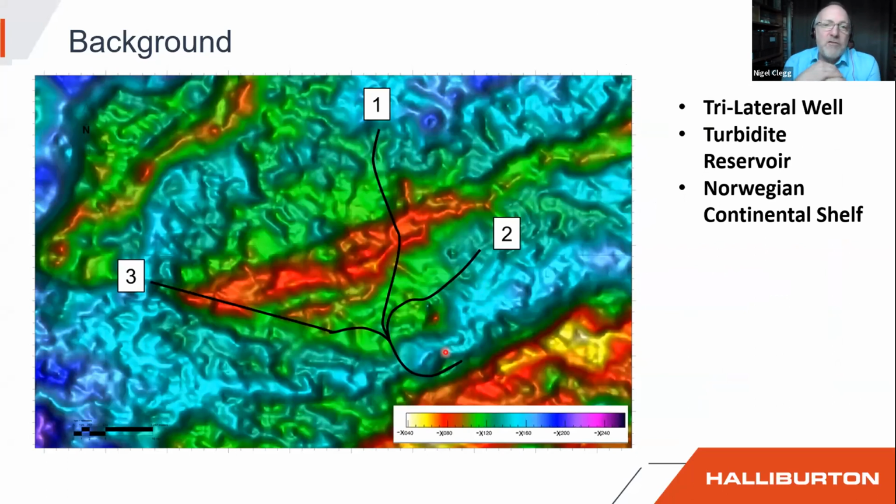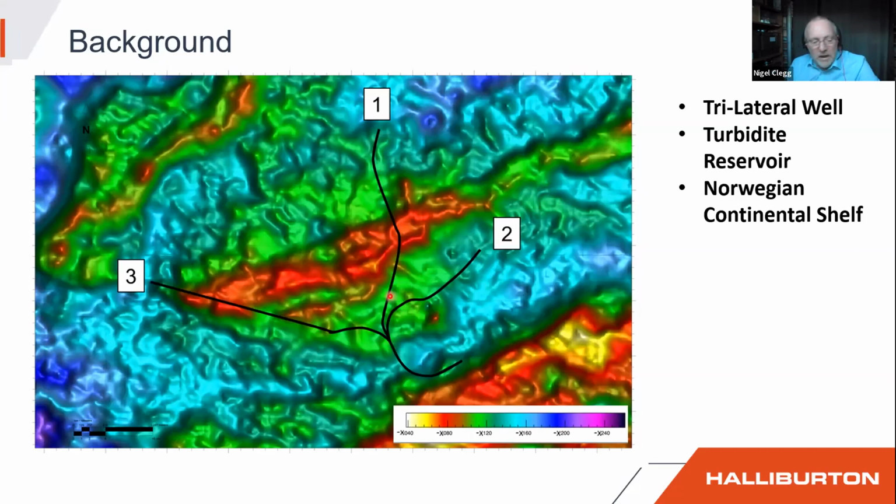This is a trilateral well drilled on the Norwegian continental shelf across a turbidite reservoir. You can see here the black lines are my three lateral wells, and this is a representation of the top reservoir. You can see the complexity that's expected of that reservoir as we drill across it.